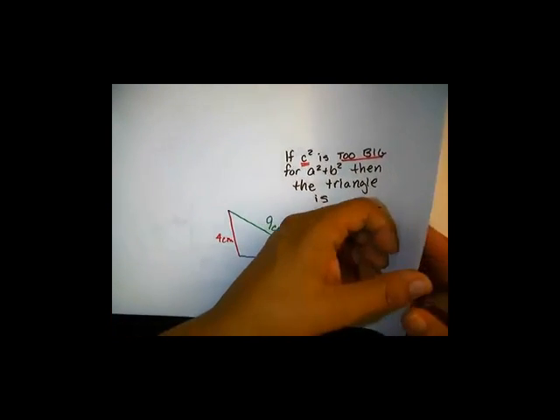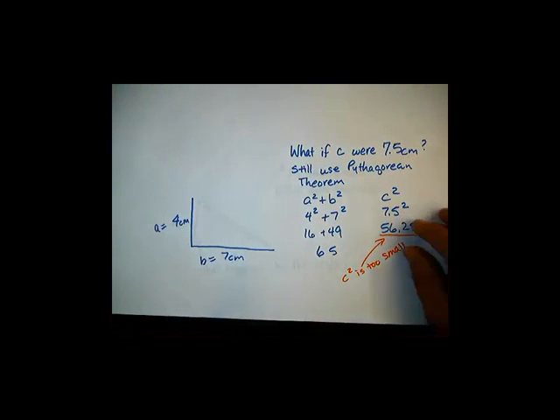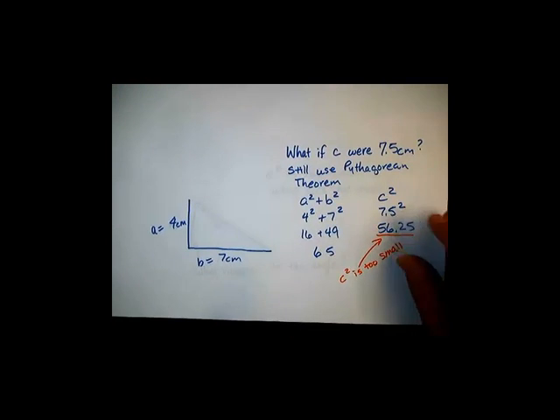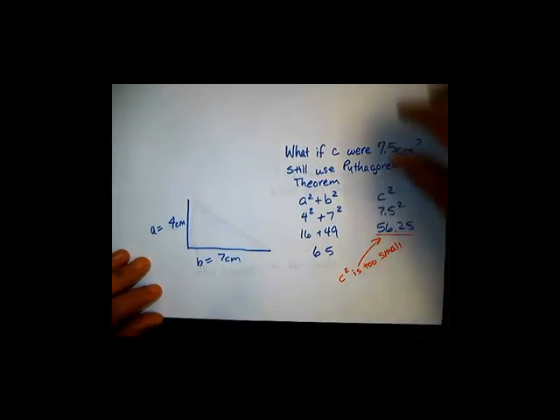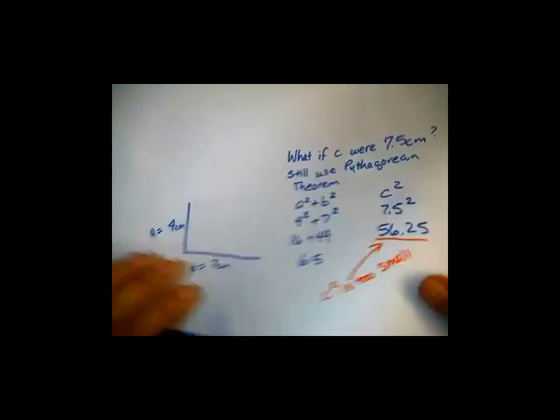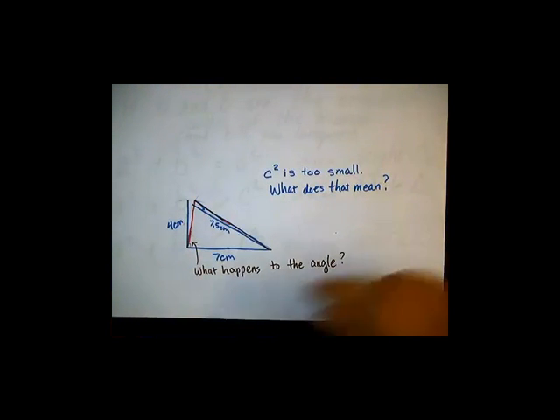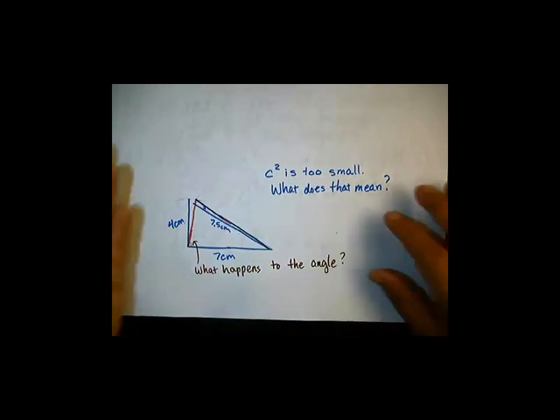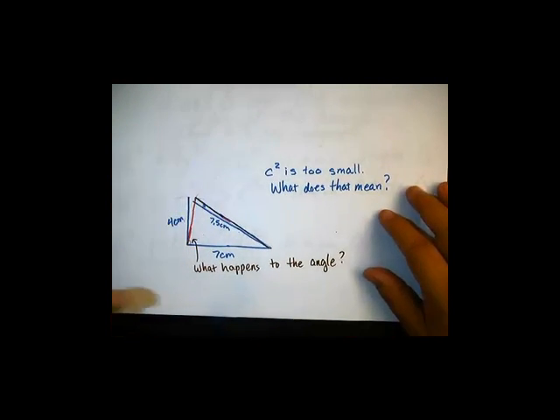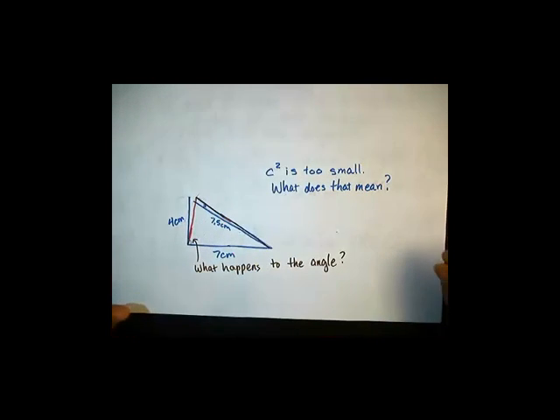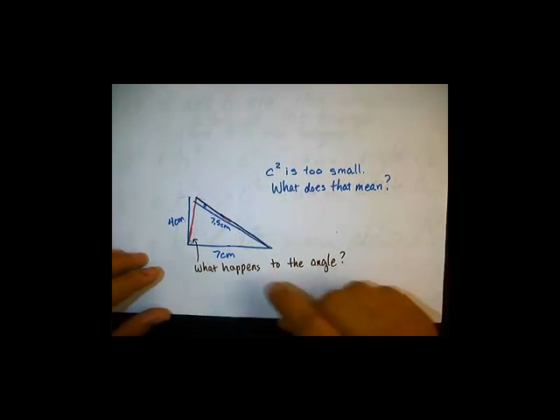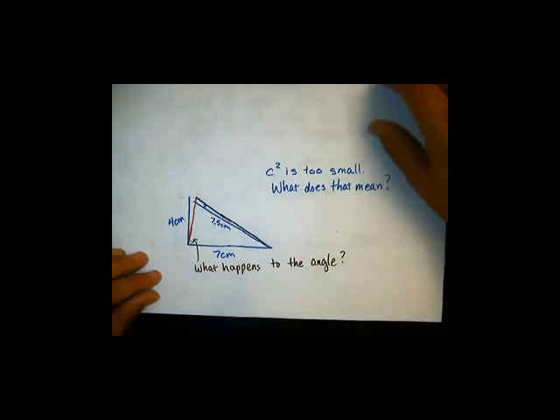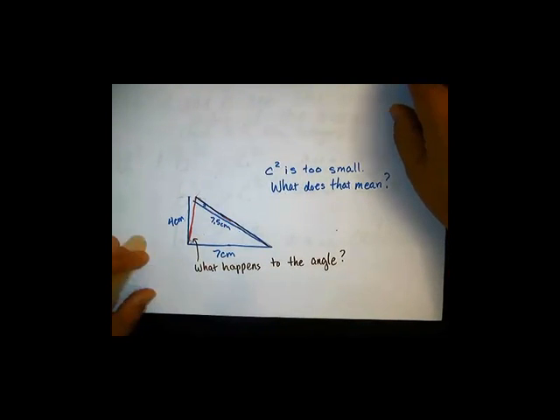So if c squared is too big, then the triangle is obtuse. Similarly, let me look at a different set of sides. What if c were 7.5 centimeters? Well, you still use the Pythagorean theorem, and in this case, c squared is too small. So here's my drawing. I have a 4 centimeter, 7 centimeter, and 7.5. I'm going to tilt the 4 centimeter in, tilt this one out so it matches just right. And what happened to the angle? Now it's less than 90 degrees. So this triangle is acute.